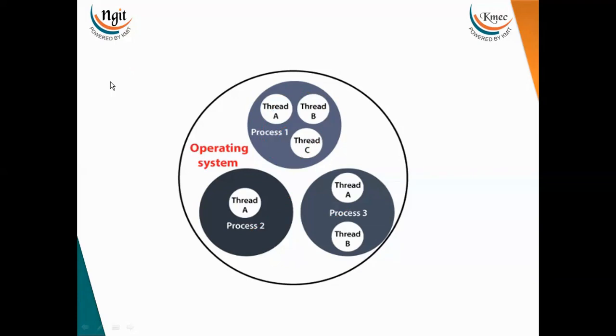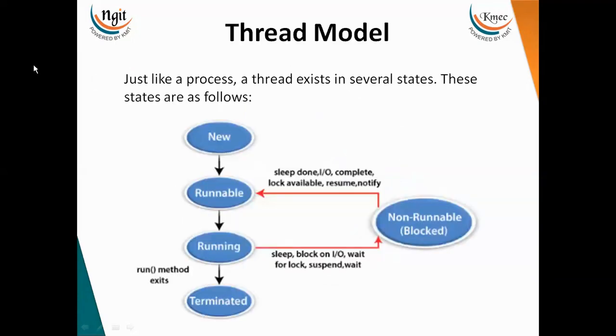Now, sir, what is the thread life cycle? In the thread life cycle, we have various states. These are all the states involved: new state, ready state, which is also called runnable state, running state, then terminated state, and non-runnable, which is also called blocked state, right?